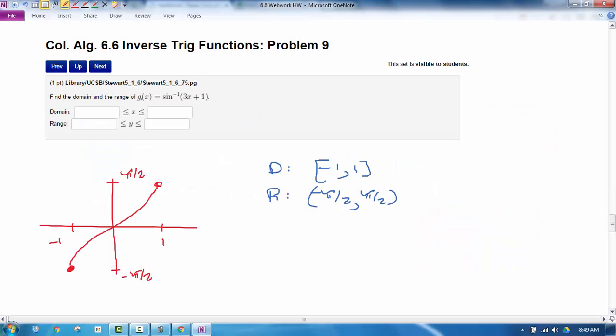Okay, the next problem is really tricky. It wants to know the domain and range of this function right here. So I'm going to take a look at the regular inverse sine function first. Okay, the regular inverse sine function is graphed right here for you. You can start making a table if you wanted to.